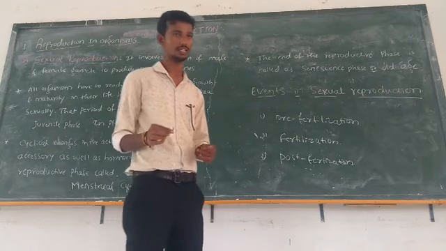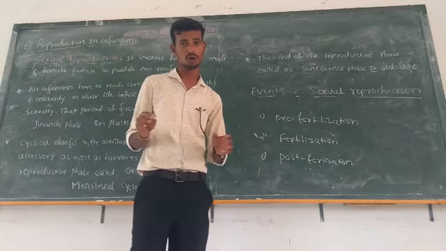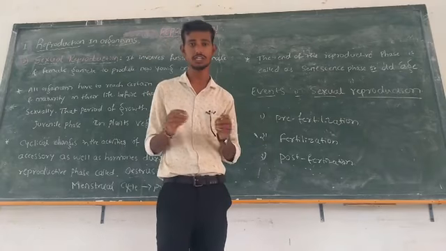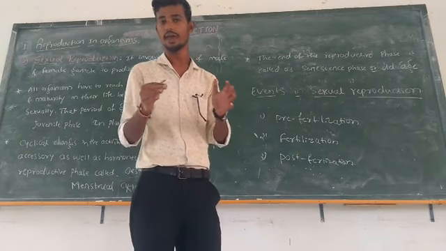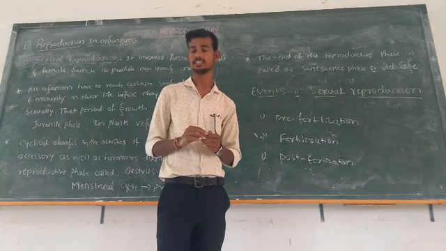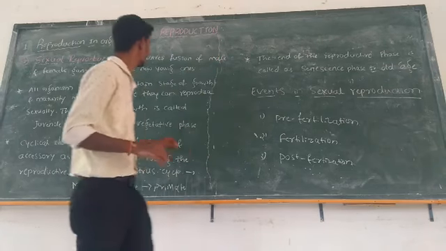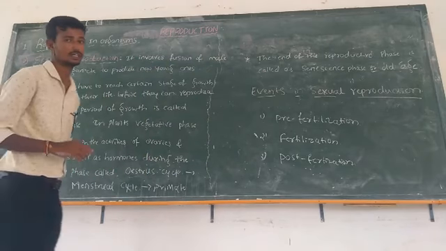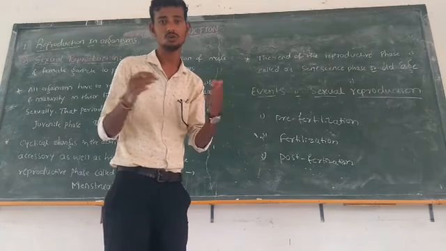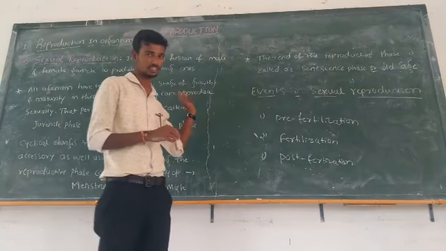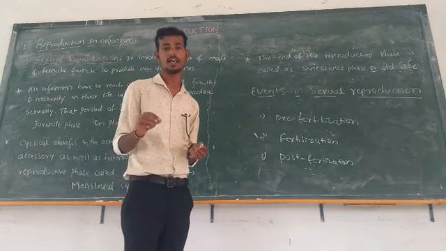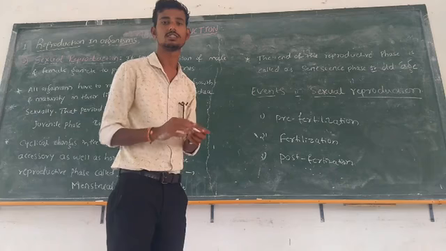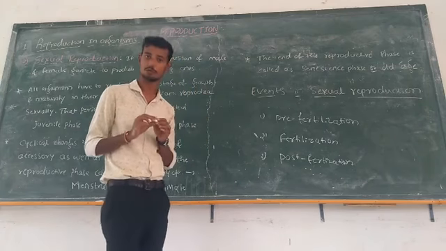Sexual reproduction is defined as the fusion of male and female gametes to form new young ones. In asexual reproduction there is no male and female, but in sexual reproduction there are male and female gametes. They fuse together to form the new young ones, which is called sexual reproduction.